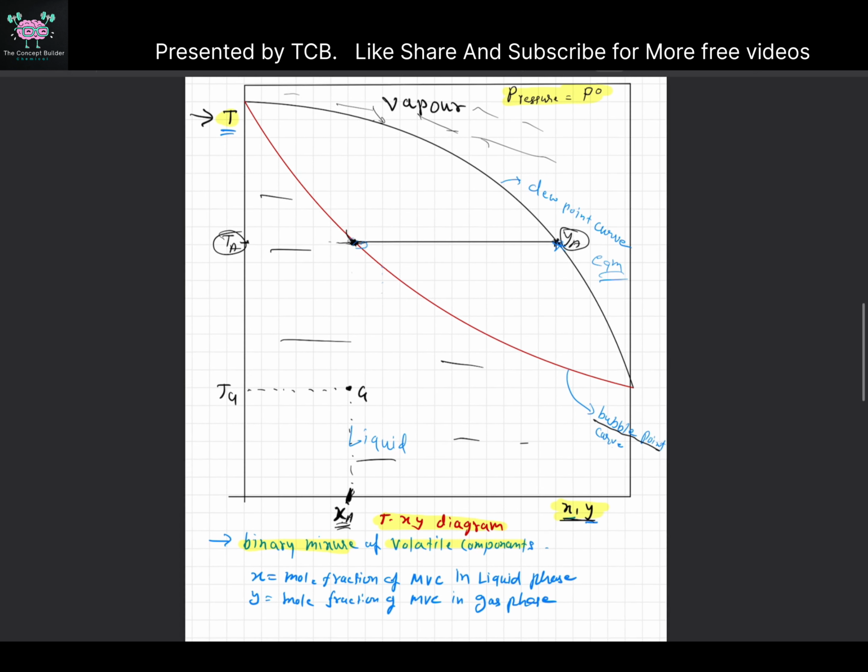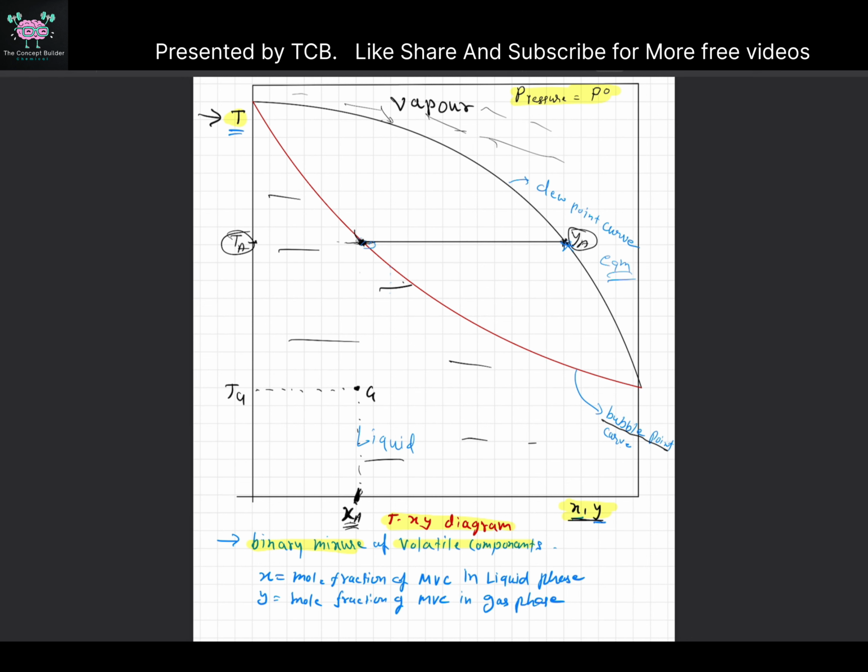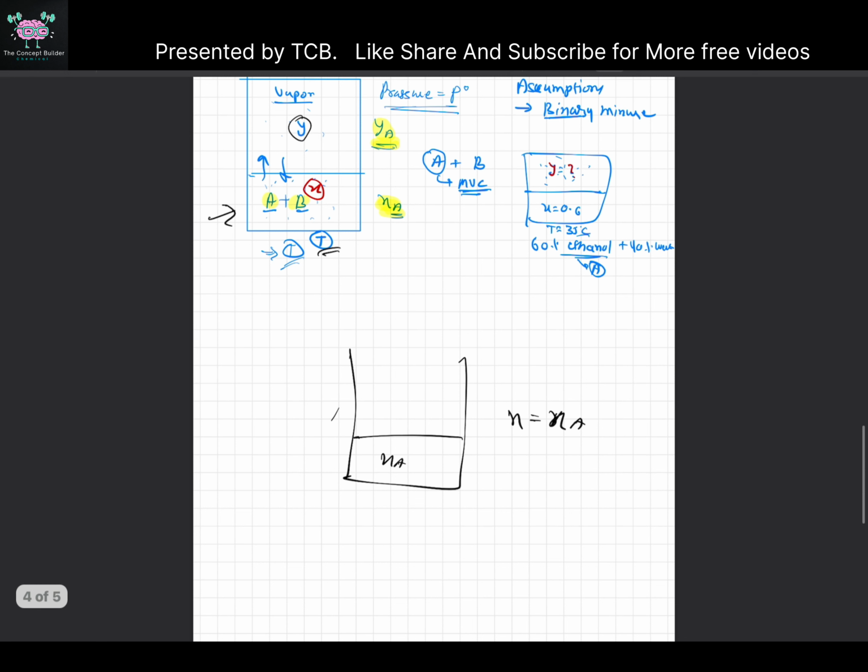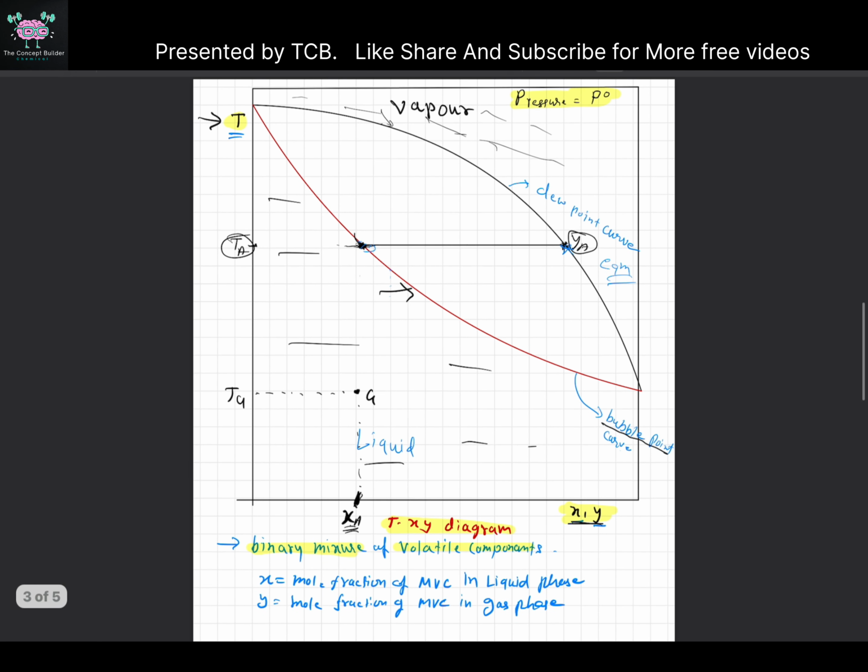So what is the state of this mixture? As you can see, it is below this line. That means it is liquid. So there is no vapor at the TG temperature, no vapor is being produced. This liquid is basically subcooled. It has not started boiling yet. Okay, so this is the thing.